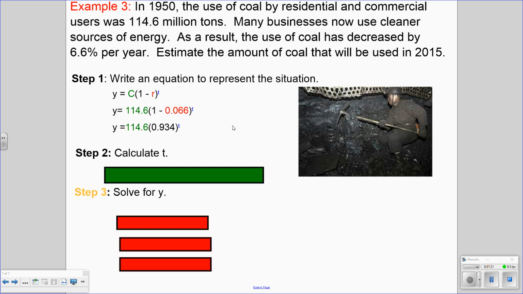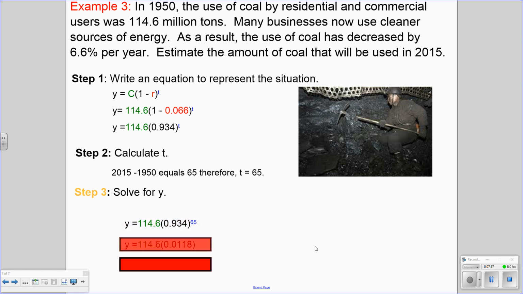Now we want to calculate t. So the same thing that we did before. We don't know how many years have passed between 1950 and 2015, so in order to figure that out, we subtract, and we get 65. And so therefore t is 65. So we can substitute that into our equation. When we do that, we get 114.6 times 0.934 to the 65th power, which is about 0.0118. And when we multiply those values, we get 1.35228. Remember that this is in million tons, so in 2015, there was about 1.35 million tons of coal being used for commercial and residential properties.